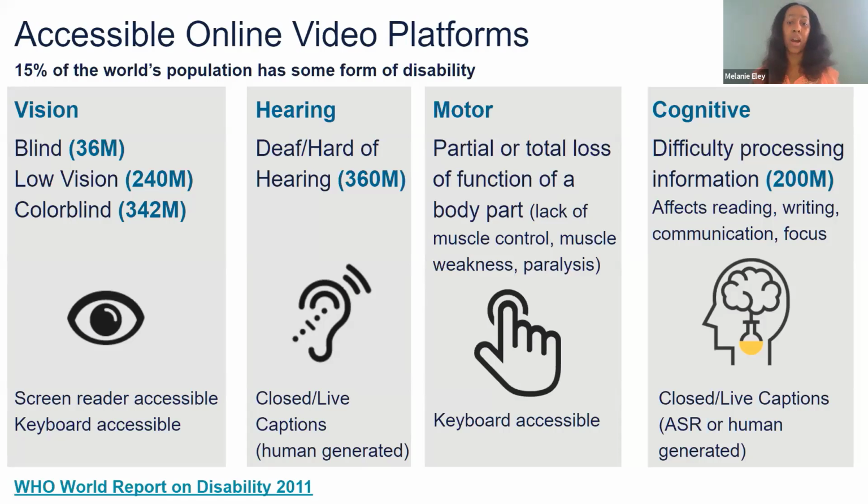For motor, it primarily needs to be keyboard accessible. For cognitive disabilities, having closed and live captions available is really helpful. In this case, it could be ASR generated or human, either one is fine. That's just because someone with a cognitive disability would be using captions not to fully access what's being said, but to help with putting that information together. They're not relying on it to understand what's being said.